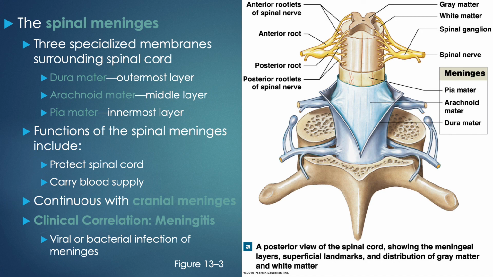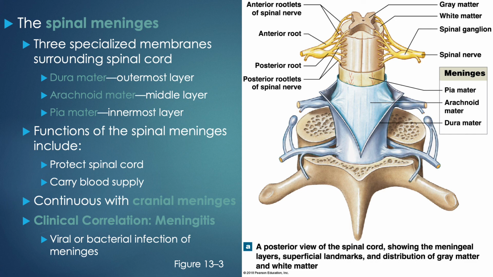And then the dura mater, of course, is the most tough, with the arachnoid mater being intermediate between the three. So it's kind of like Goldilocks and the three bears. We have too hard, too soft, just right. Okay? So the functions of the spinal meninges are to protect the spinal cord and to provide blood so that way nutrients and gas exchange can occur for the spinal cord and nerves.